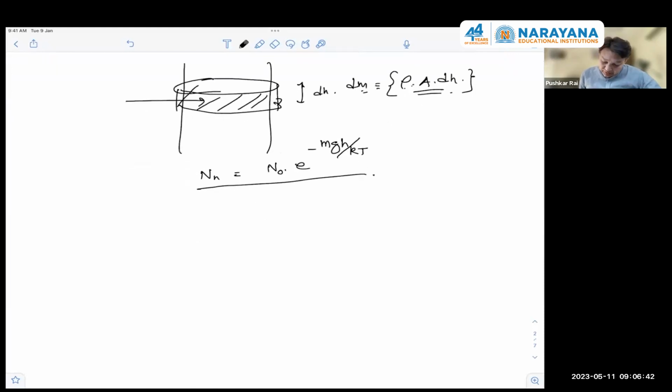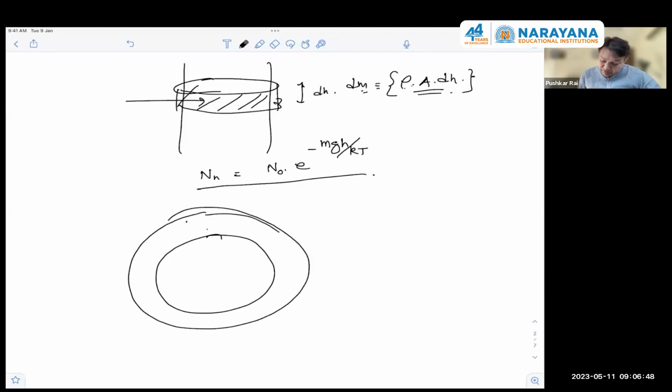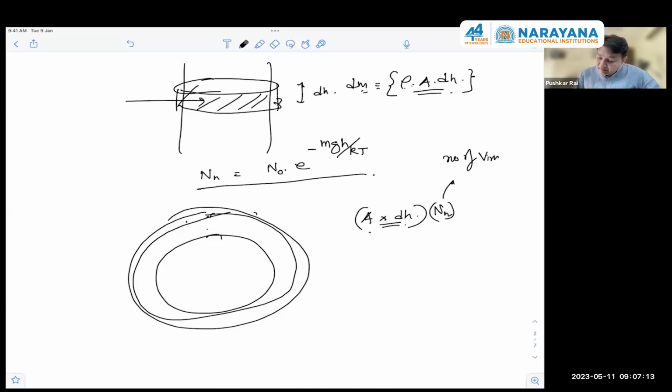So we will take what? Earth, and we will take a differential volume, and this differential volume will be equal to what? Area of the earth surface into dh. This area of the earth surface into dh is going to give us the total volume. So in this volume, if we multiply by n at that particular height h, that is the number of virus per unit volume, this is going to give us dn.